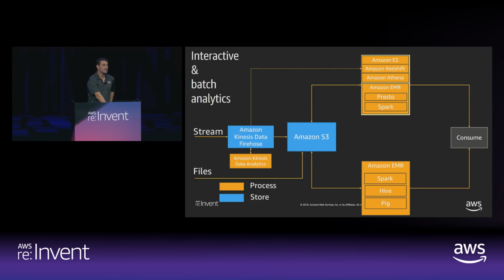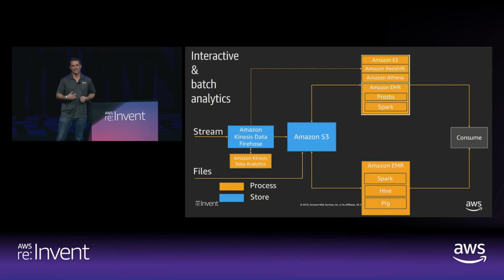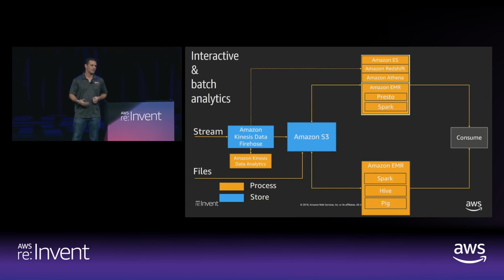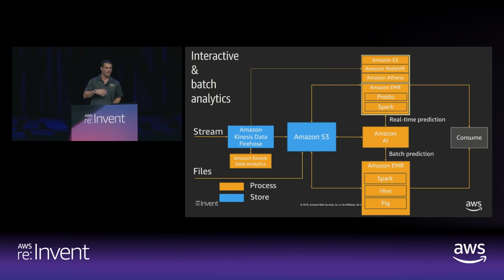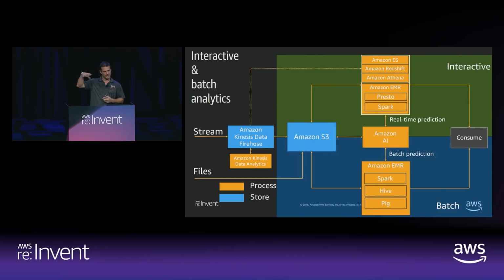For batch processing, we actually see Spark used quite a bit now. It used to be Hive and Pig that were the predominant languages used a lot of times. We're seeing more and more Spark used for ETL and batch processing as well. And that really is tied together through machine learning, and that is what makes up the interactive layer as well as the batch layer that we see.